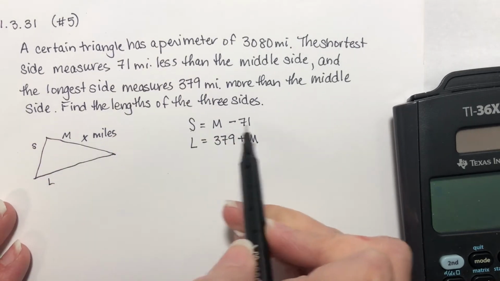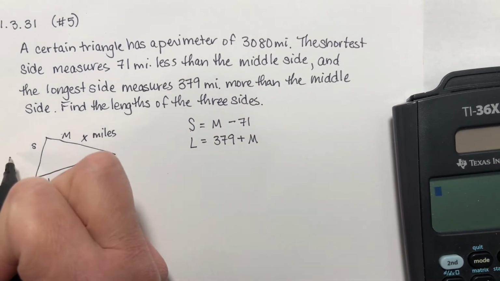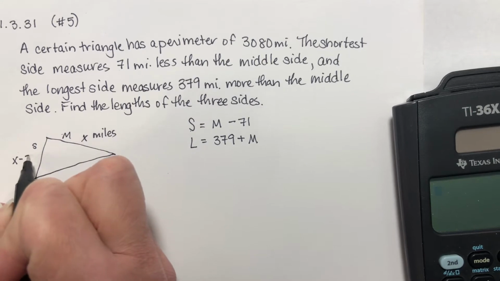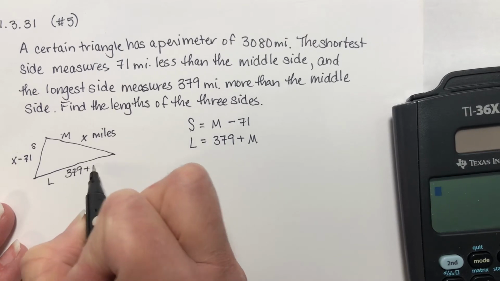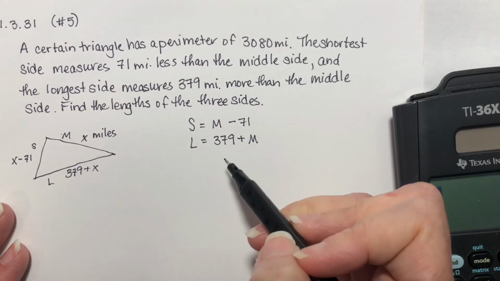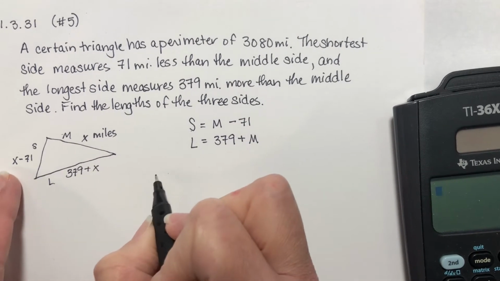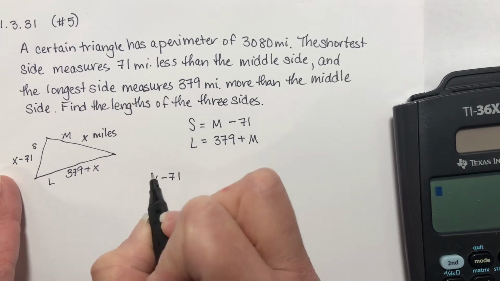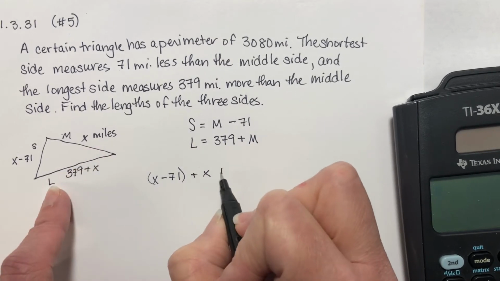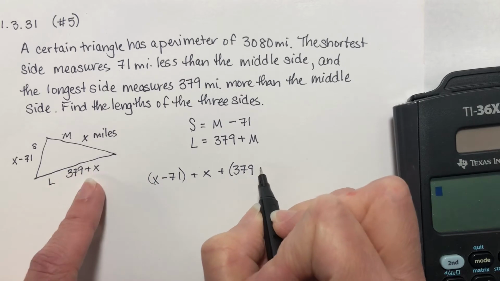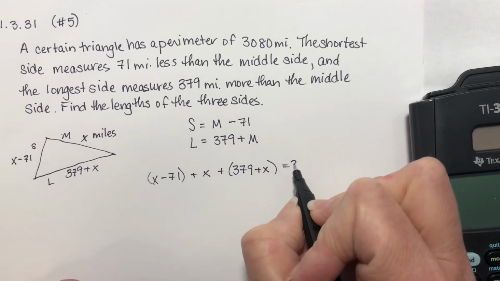Okay, and then we already have our information right here. If M is x, on the small side, we put x minus 71. On the long side, we put 379 plus x, and I pulled that from right over here. Now the distance all the way around is 3,080, so we add up all of these. So I have (x minus 71), I'll put them in parentheses so you can see where they're coming from, plus x plus (379 plus x). So that would be the perimeter. I added up all the sides. This equals 3080.